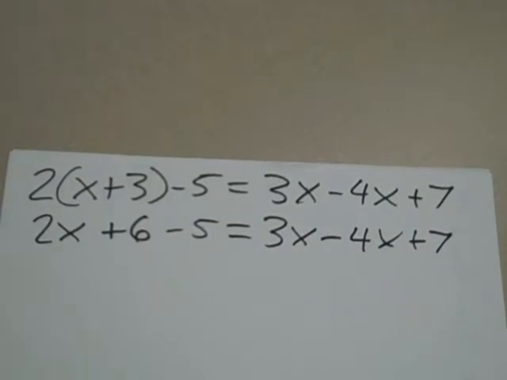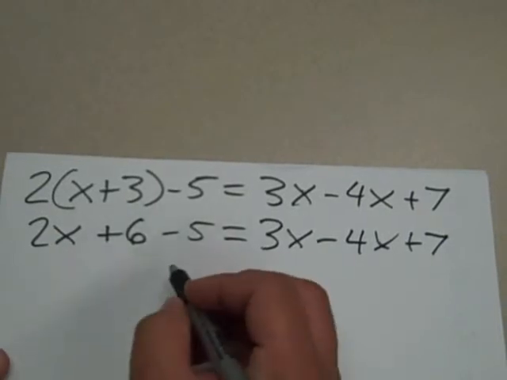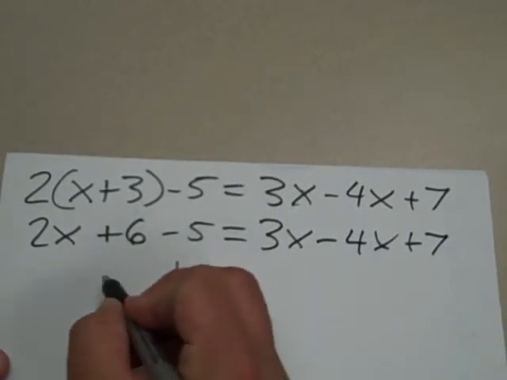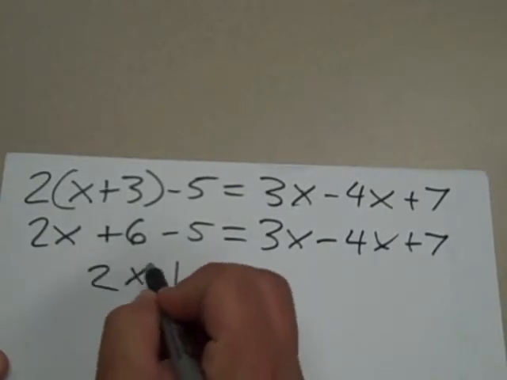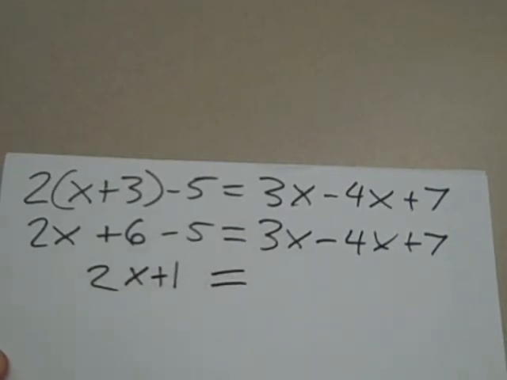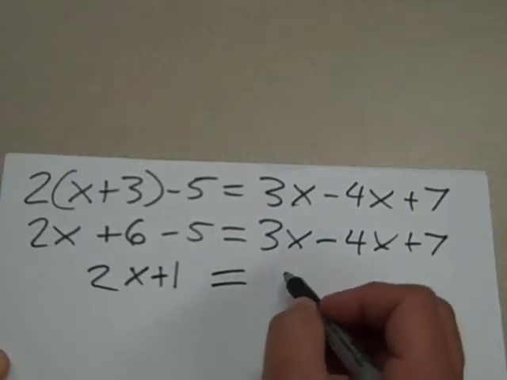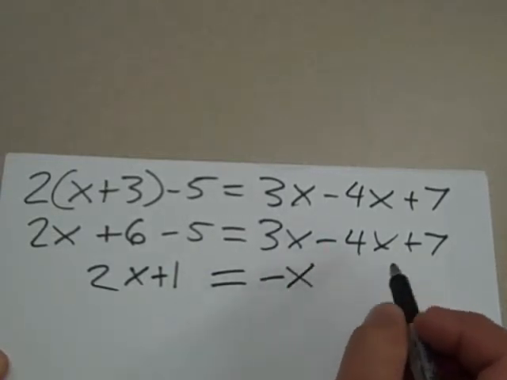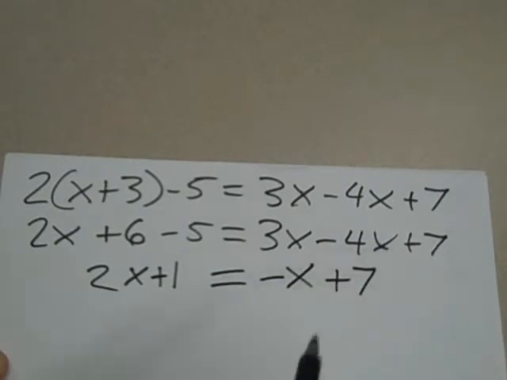is going to be to combine any like terms that are on the same side of the equation. Okay, on the left side, you're going to notice that we have a 6 and a negative 5, so we can combine those and make 1. So we're going to have 2x plus 1 equals, okay, we can combine the 3x and the negative 4x, and we're going to get negative 1x plus 7.